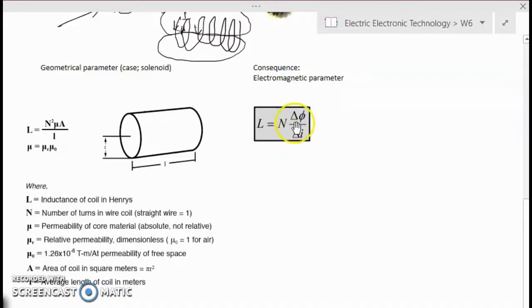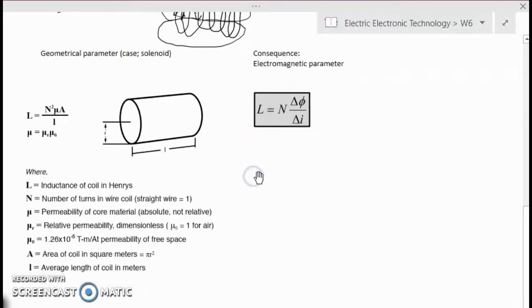So how do we create high flux with a certain given current, or in other words, how do we create a high inductance? The high inductance is created by the geometry, by the construction of the inductor, right? So imagine this is our inductor in solenoid form. It's cylindrical, so we have different parameters. L, the inductance, depends on N squared, where N is the number of turns of wire coiled in the solenoid, multiplied by mu A, divided by L. So what is mu A?